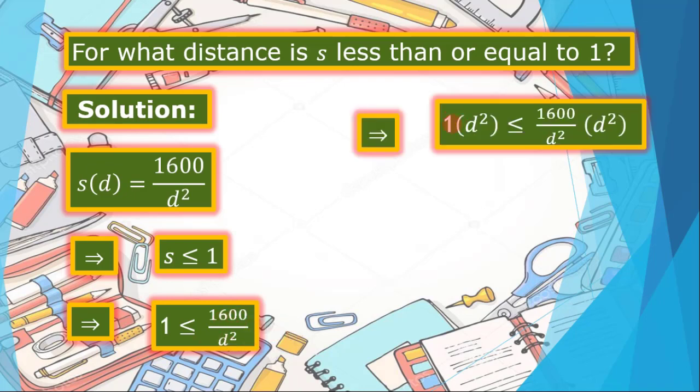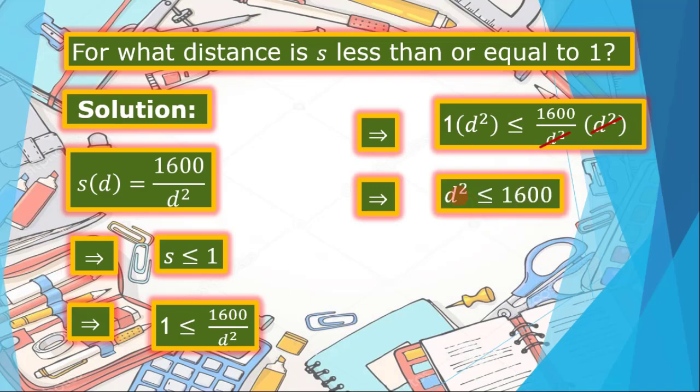This becomes 1 times D squared is less than or equal to the same expression that we multiply by D squared. So in this case, we can cancel out this D squared in the denominator and numerator here. So this will give us D squared. Why? 1 times D squared equals D squared because 1 is a multiplicative identity. So any number multiplied by 1 is always that number. So D squared is less than or equal to 1,600.